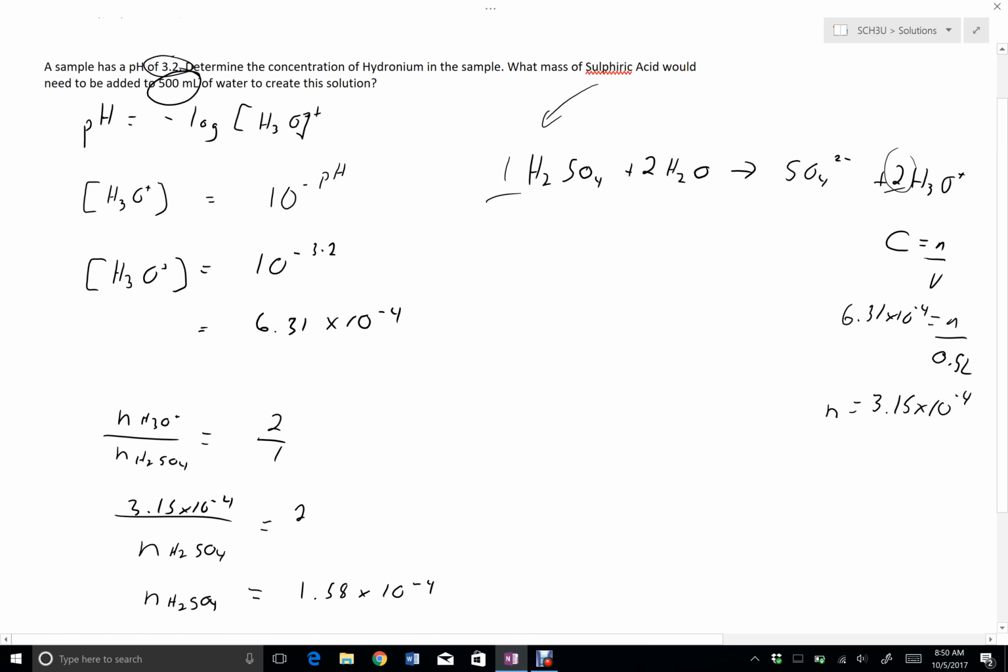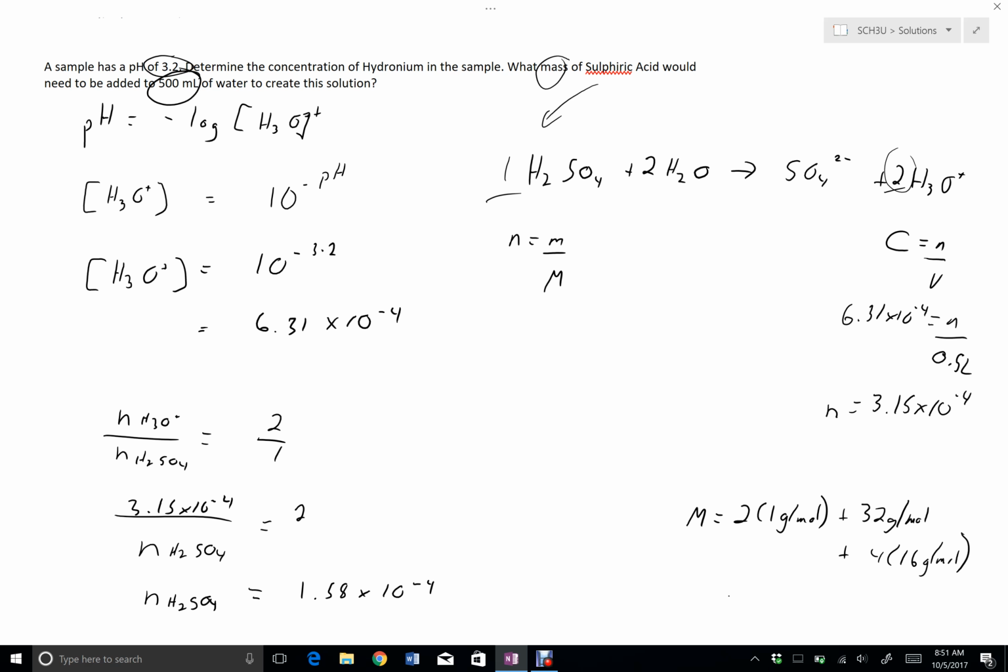And I actually was asked for the mass. So the last thing I'm going to do here is I'll use my moles to predict my mass by using my molar mass. Molar mass for sulfuric acid has 2 hydrogens plus a sulfur. Sulfur's 32, I think. Yeah, 32. And 4 oxygens at 16 each. That gives 98 grams per mole.